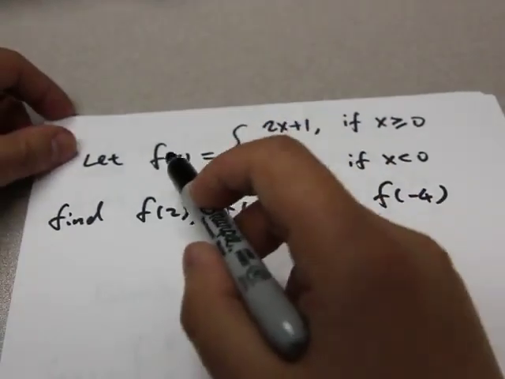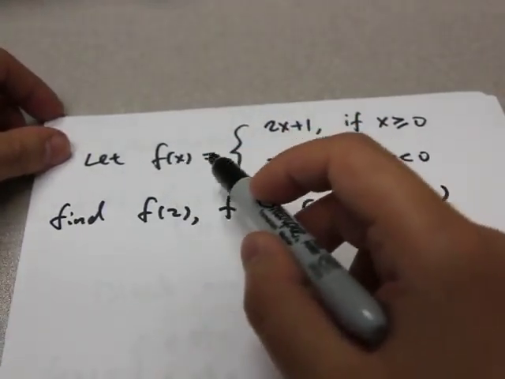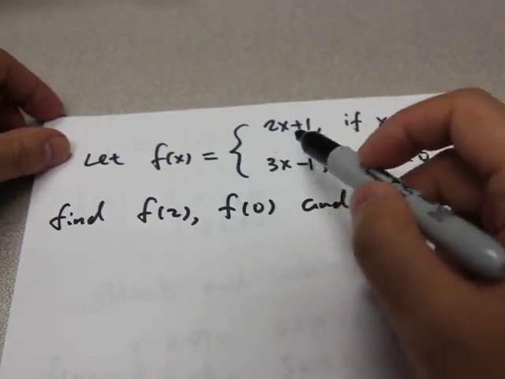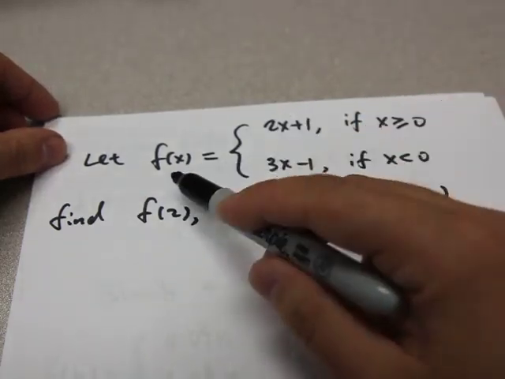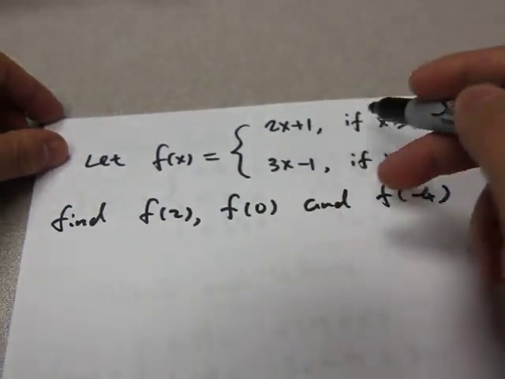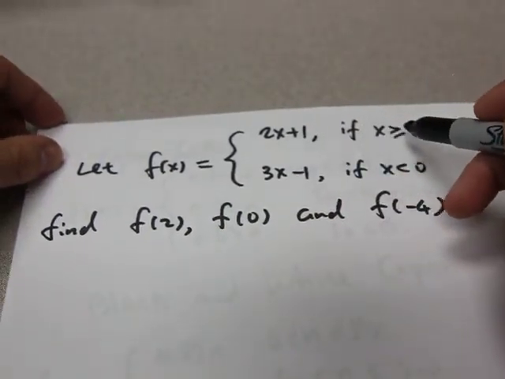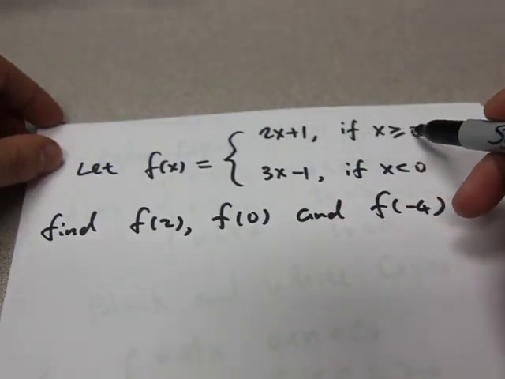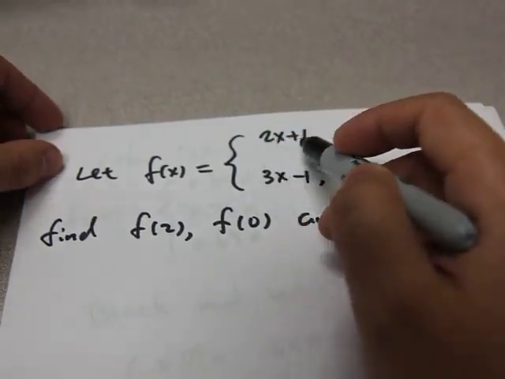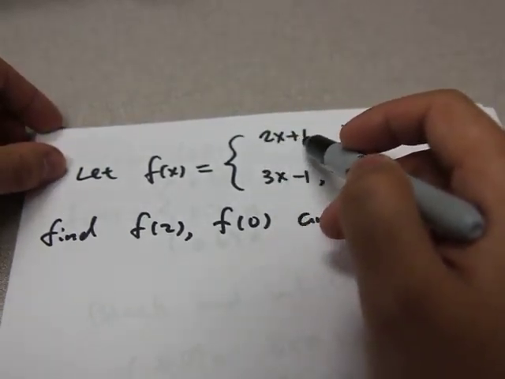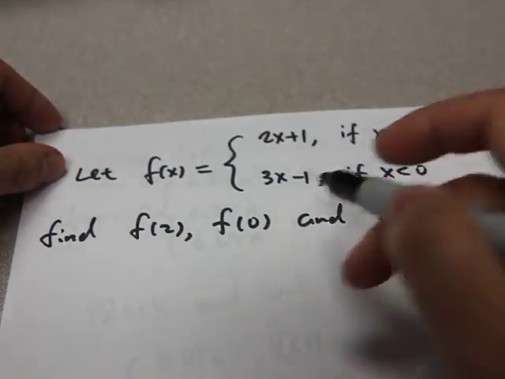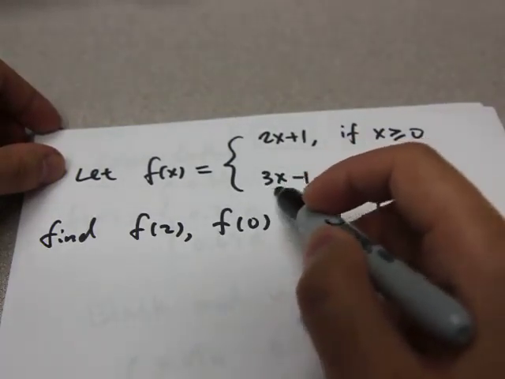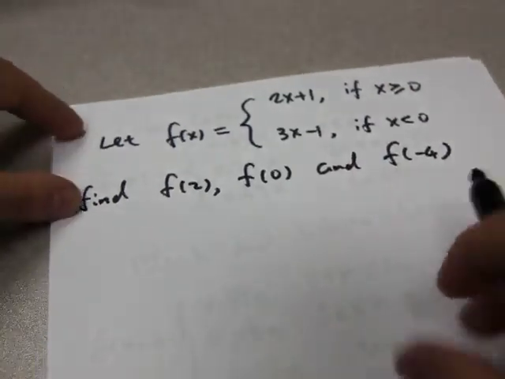The function is given by f(x) equals... now here in this function we use two equations to define the function. If x is greater than or equal to 0, then we use the first equation to evaluate the function. If x is less than 0, we use the second equation to evaluate the function.